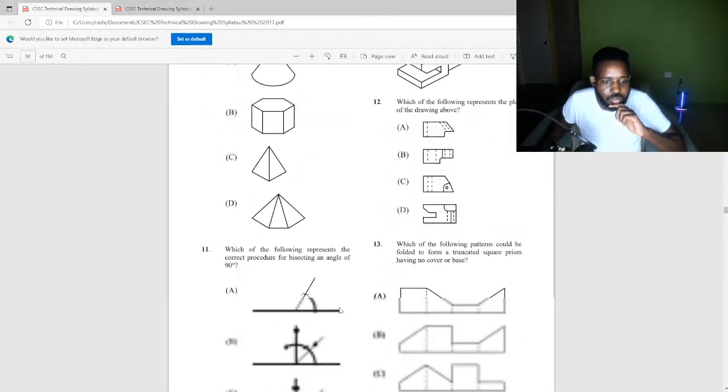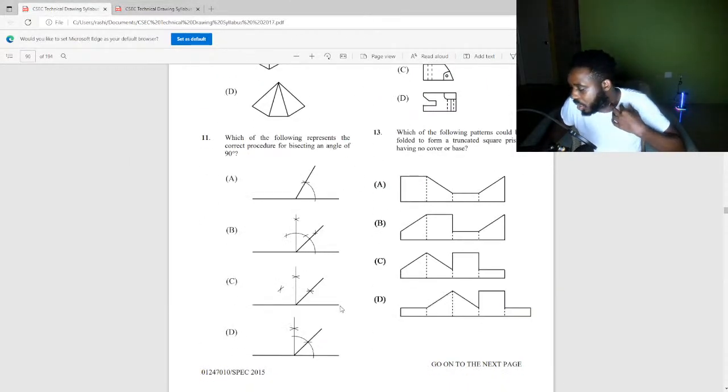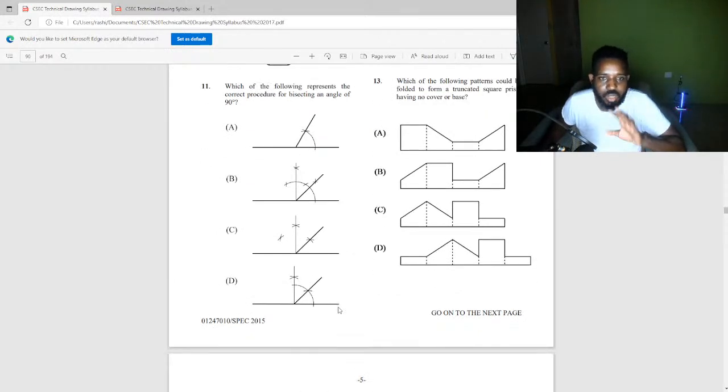Yeah. All right, so number 11 here. It says, which of the following represents the correct procedure for bisecting an angle of 90 degrees? Bisecting an angle, one of the simplest things to do in technical drawing. No, you're bisecting an angle, not a line, but an angle. So where is the angle being bisected here? Is it A, B, C, or D? Oh, bisecting an angle of 90 degrees. So we're bisecting a 90, so we should be getting a 45.